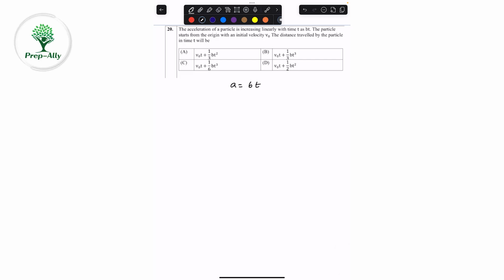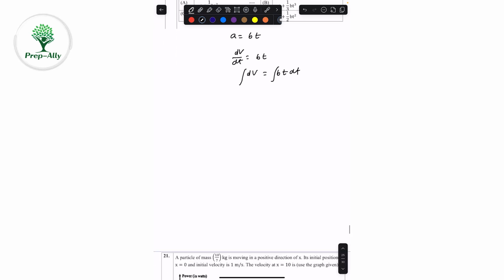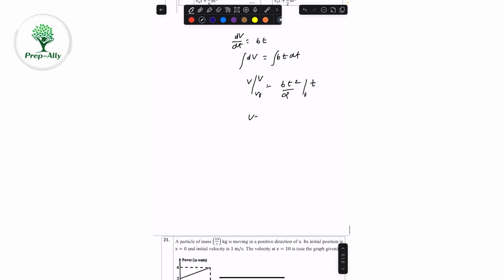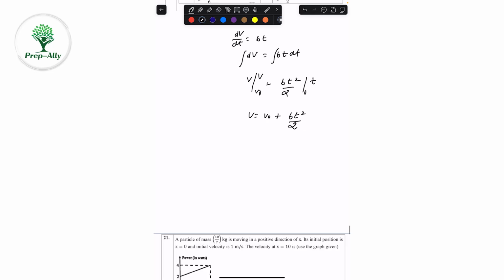acceleration a is equal to bt. We know acceleration is equal to dv by dt is equal to bt. So from here, integration of dv will be equal to integration of bt dt. Integration of dv is delta v, which I will say is from v0 to v, and that is bt square by 2 from 0 to t. So we got v is equal to v0 plus bt square by 2.